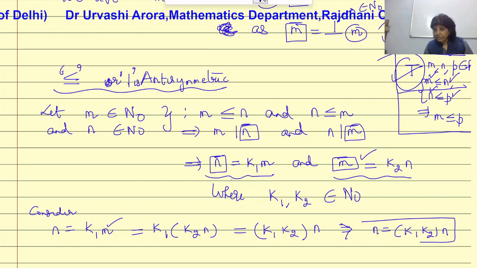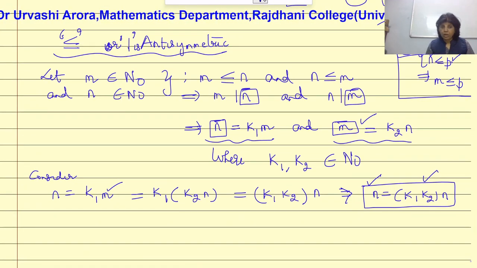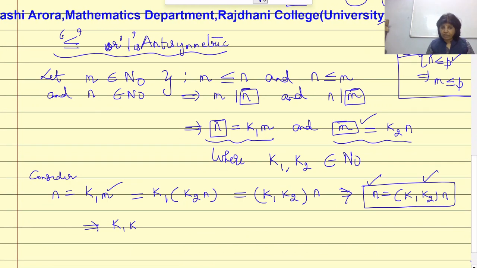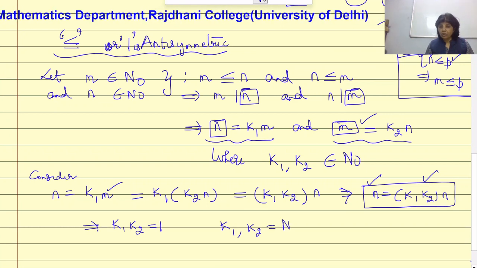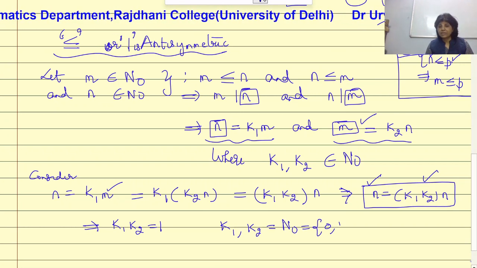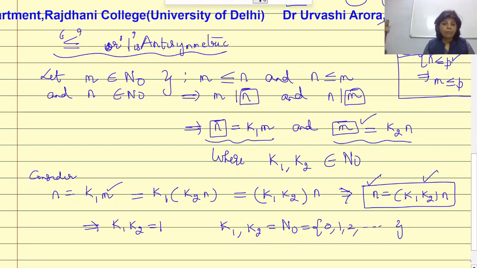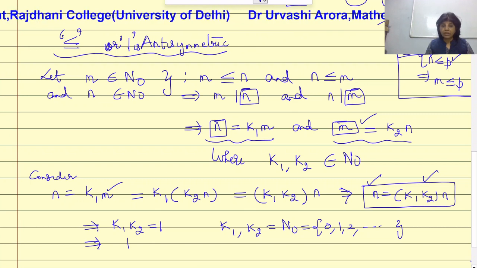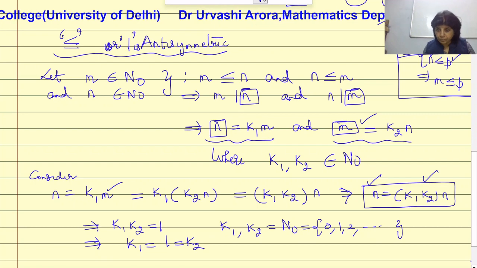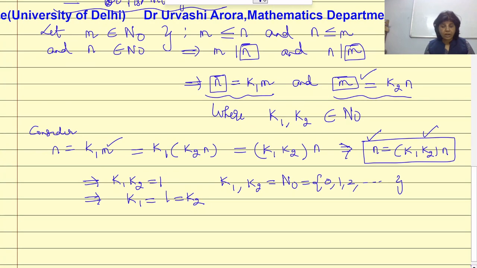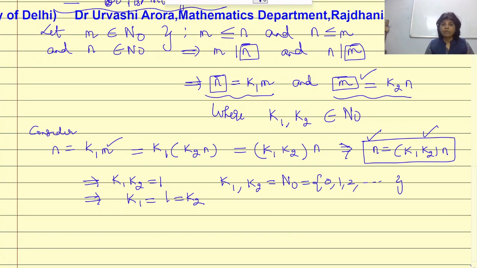And now this particular expression can hold, the left hand side can be equal to the right hand side, only if k1 k2 is equal to 1. So the product k1 k2 should be equal to 1, where we know that k1 and k2 both are coming from N naught, the set of whole numbers, where the set of whole numbers is this: 0, 1, 2, 3 and so on. And since the product of k1 and k2 is 1 and both of them are whole numbers, there is no other possibility other than this one, that k1 and k2 both of them have to be equal to 1, because only then their product can be equal to 1, as both of them have to be whole numbers and their product has to be 1. So there is no other possibility, both of them have to be equal to 1.